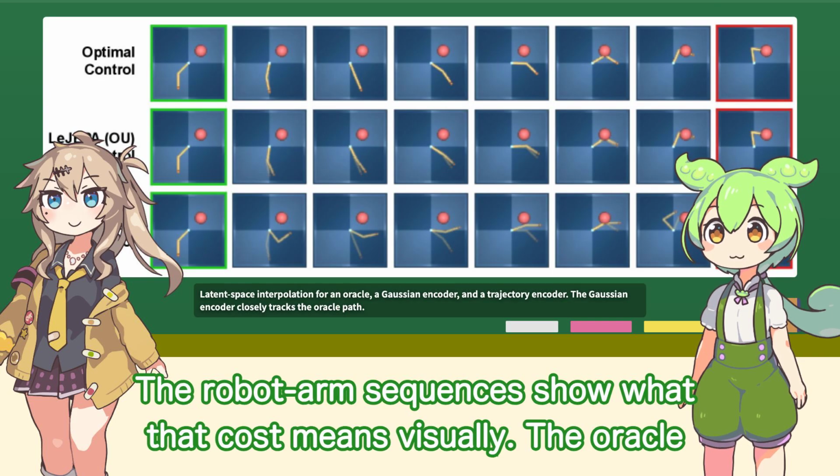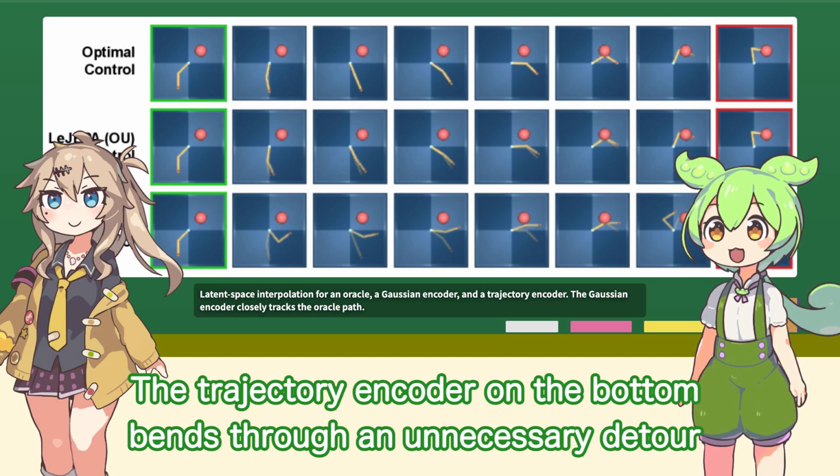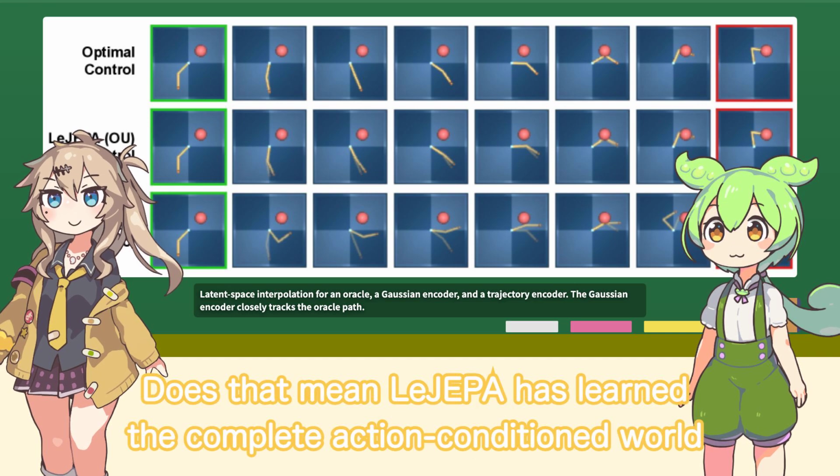The robot arm sequences show what that cost means visually. The oracle path is on top. The Gaussian encoder in the middle tracks that path closely. The trajectory encoder on the bottom bends through an unnecessary detour because its representation has warped the underlying joint space geometry. Does that mean LeJEPA has learned the complete action conditioned world model?